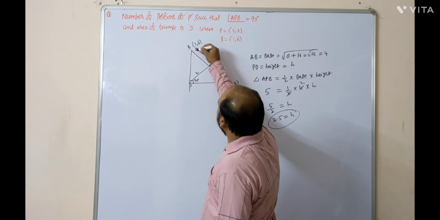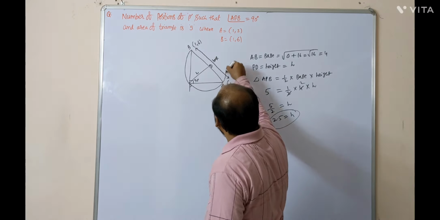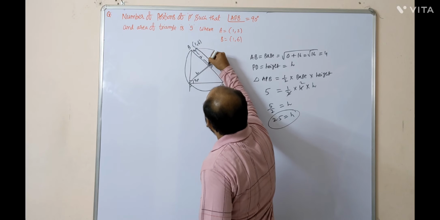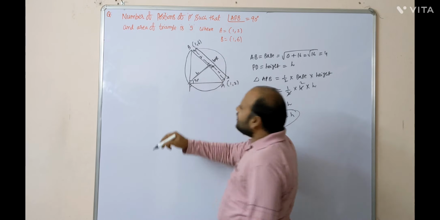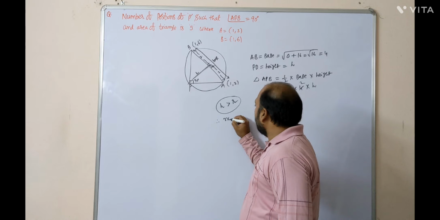Suppose you draw the figure of the circle with this diameter. The total distance is 4, so from here to here it is 2 units only, no? Even from here to here it is 2 units. But we are getting more than 2 units, from here to here it is more than 2 units. So whenever the h value, 5 by 2, is greater than the radius, like from here to here, therefore no point will exist.